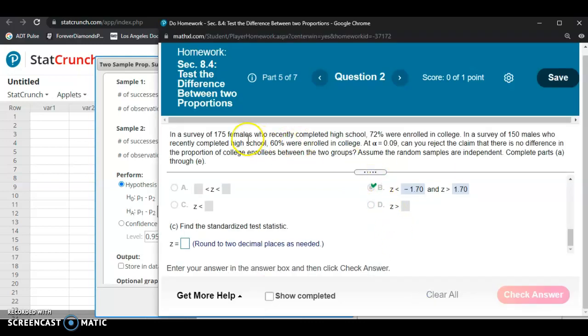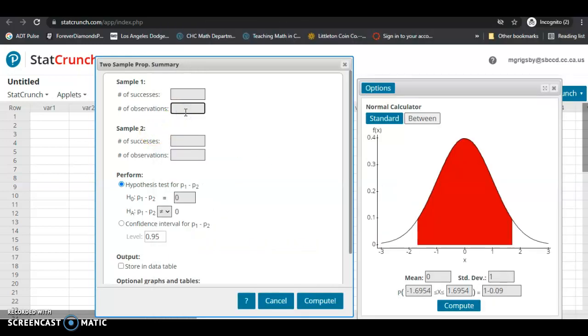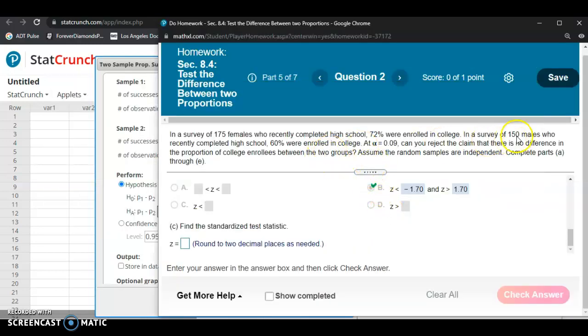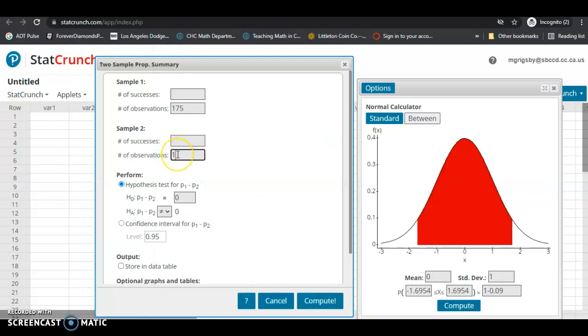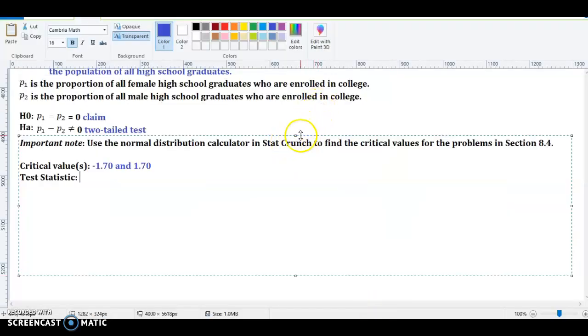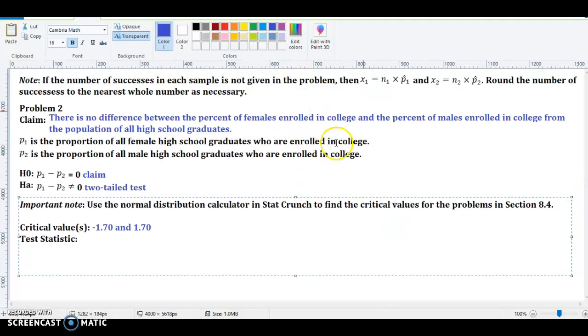We see that there were 175 females, so that was the first sample. And then in the second sample, we had 150 males. But it doesn't necessarily tell us the number of successes, the successes being how many in each sample are enrolled in college. It tells you the percentage. Remember, earlier in the video I said that if it doesn't give you the number of successes, you use these two formulas here to calculate the number of successes. So x1 is equal to n1 times p1 hat.